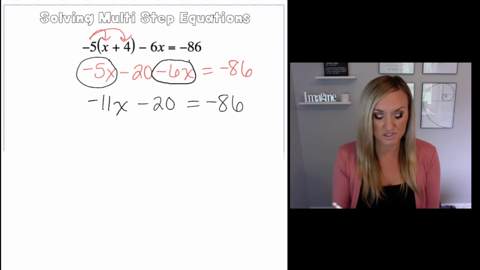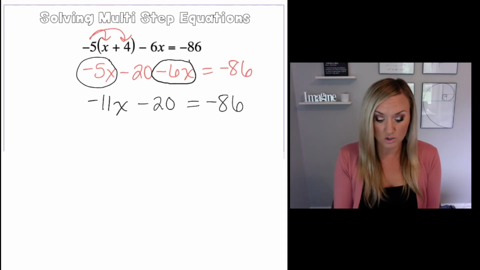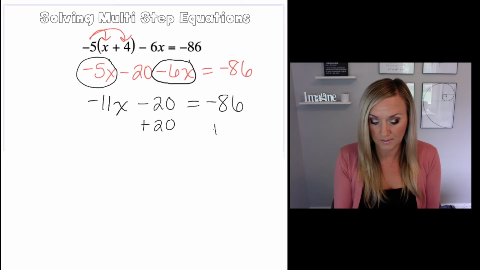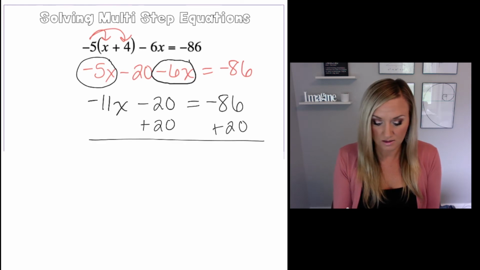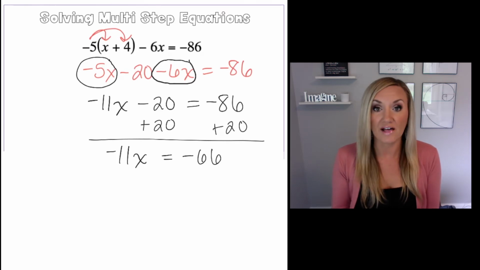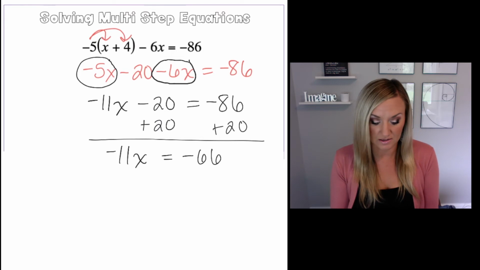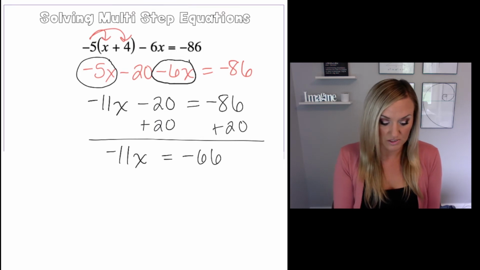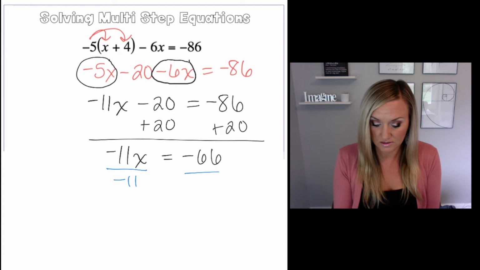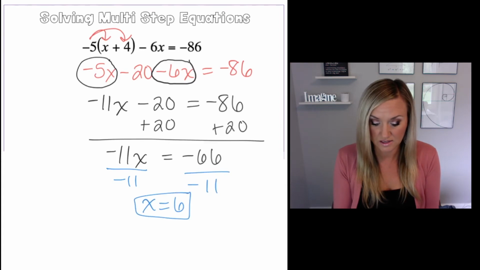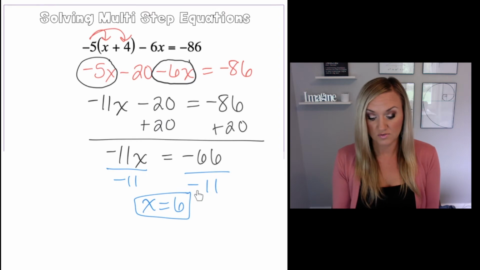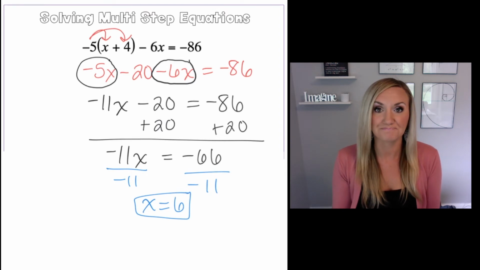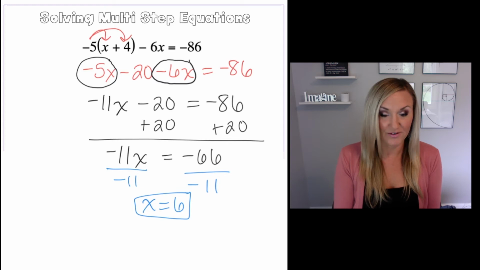Great. Now we have a 2-step equation, and now we can add 20 to each side. So add 20 to each side, and now we have -11x equals a -66. And then the last step is to divide each side by -11. So let's do that. Divide by -11, divide by -11, and x is a +6 because a negative divided by a negative is a positive.